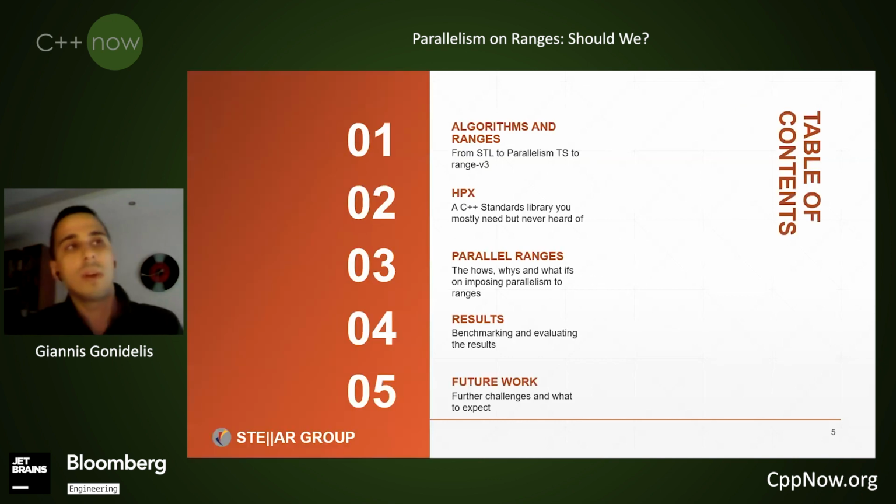So today, what I'm going to talk to you about is how we could parallelize ranges and whether we should. First of all, I'm going to introduce you to how we got from simple STL algorithms to the concepts of ranges. I'm going to introduce you to HPX, which is a C++ standards library for parallelism that you probably need, but probably, again, never heard of. And of course, in chapter 3, I'm going to explain all those challenges that are imposed by parallelized ranges. I'm going to demonstrate with a couple of results and make a few propositions for future work. So let's begin.